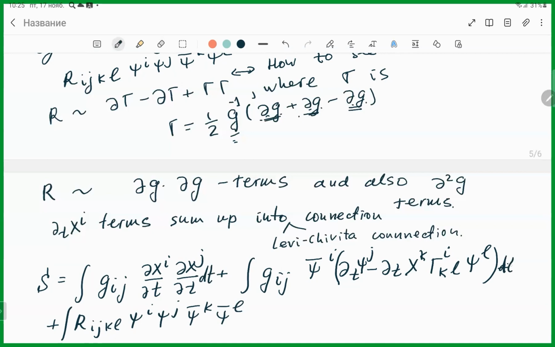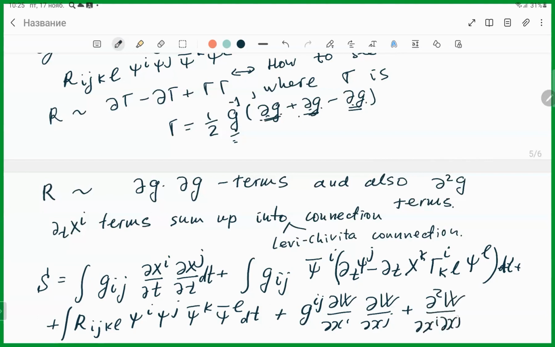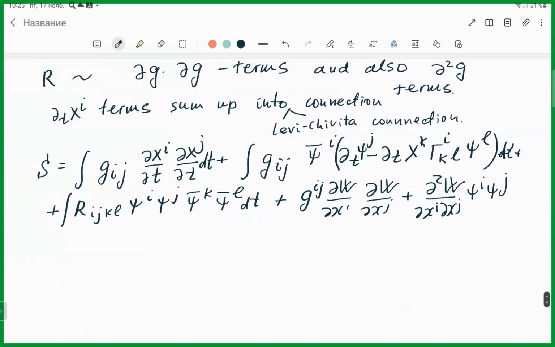Here, of course, we have D plus superpotential term. So this is how the model looks like. Now I want to show two interesting features of this model.